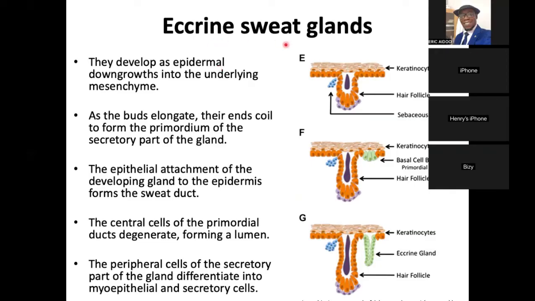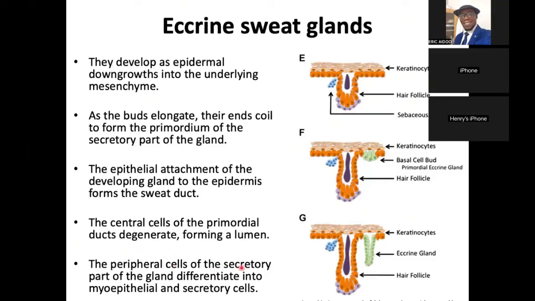So these are the sweat glands. The eccrine ones also develop by invagination. So they develop as epidermal downgrowths into the underlying mesenchyme. As the buds elongate, their ends will coil to form the primordium of the secretory portion of the gland. The epithelial attachment of the developing gland to the epidermis forms the sweat duct. So that will be the duct, and this will be where the secretory portion will be. This is not showing the coiled part, but there's a diagram coming very soon where you see the coiled nature.